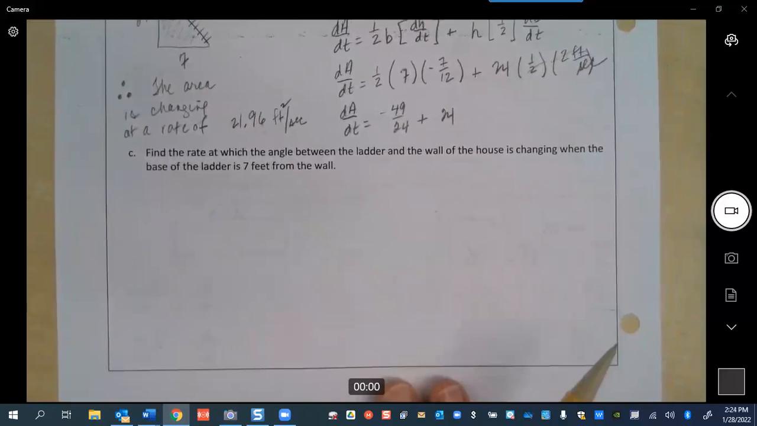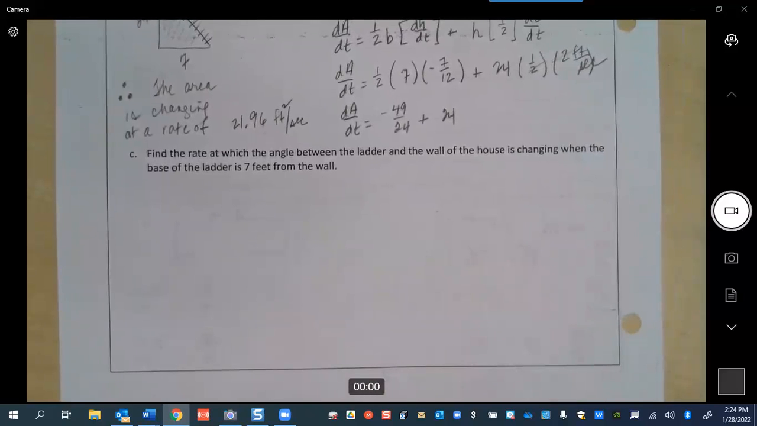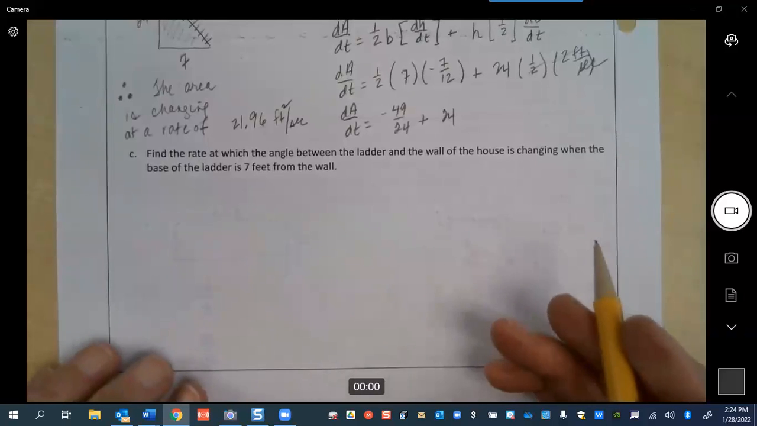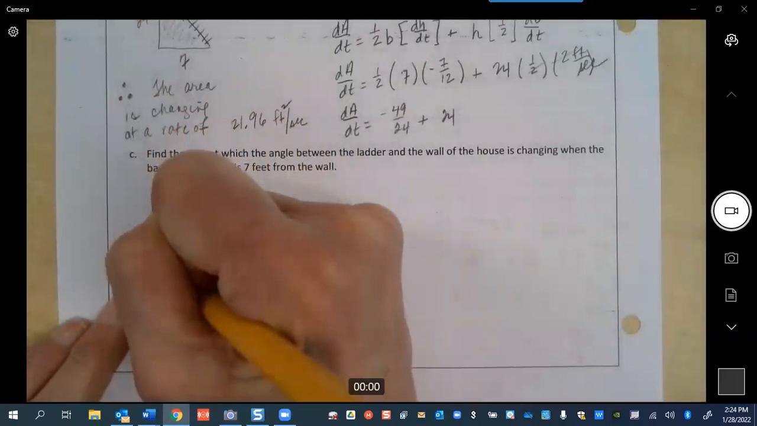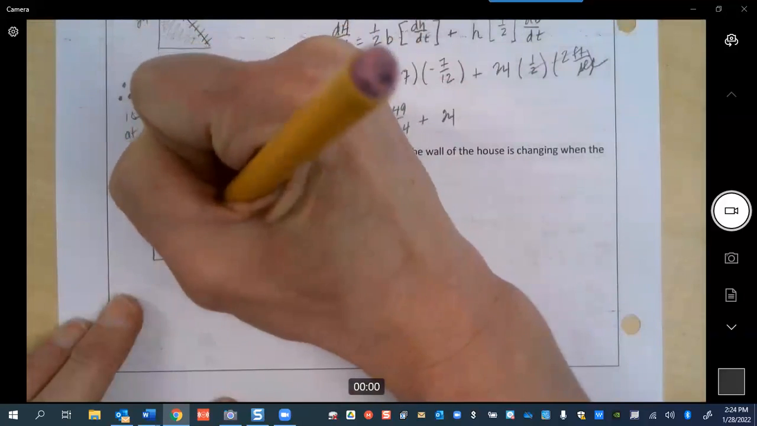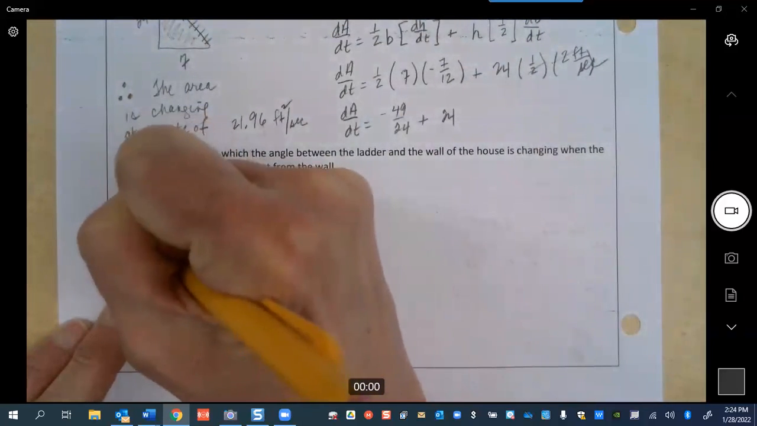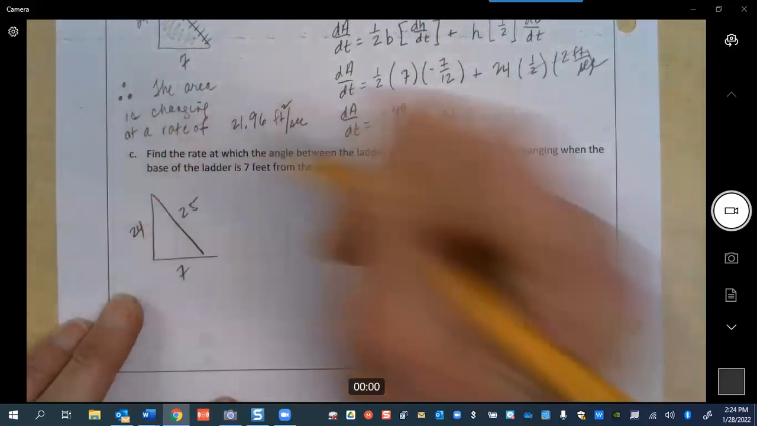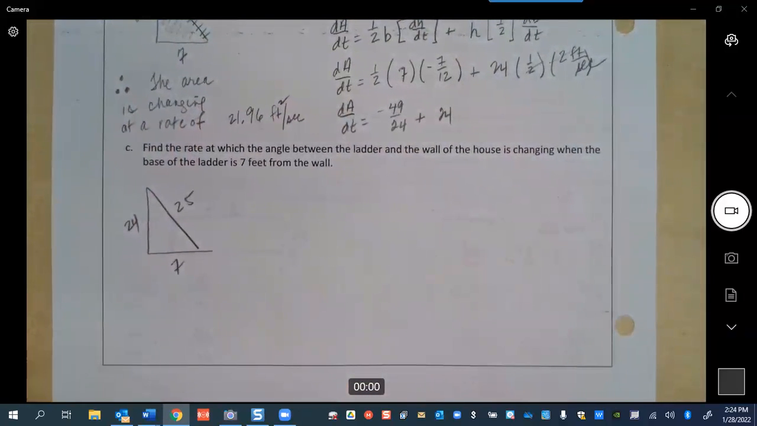Let's talk about C. Find the rate at which the angle... uh-oh. What's happening with the angle? Yeah, let's bring out some trig. Find the rate at which the angle between the ladder and the wall of the house is changing when the base of the ladder... So let's see what angle we're talking about, because if I have 7, 24, and 25, obviously not drawn to scale.